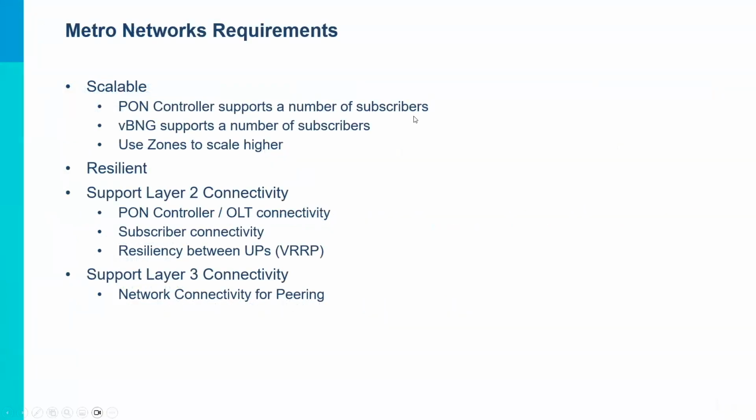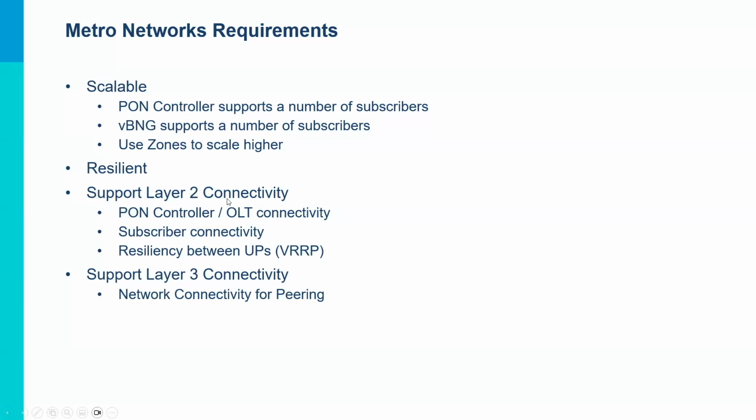So the third part of this solution is really the metro network itself. And so what are the requirements for architecting your metro network? It has to be scalable. You have to be able to support the PON controllers and the BNG subscribers. And you can use zones to increase the numbers. So say your BNG supported 1 million subscribers, you might have 2 different zones to support 2 million subscribers if that was necessary. It needs to be resilient, obviously.